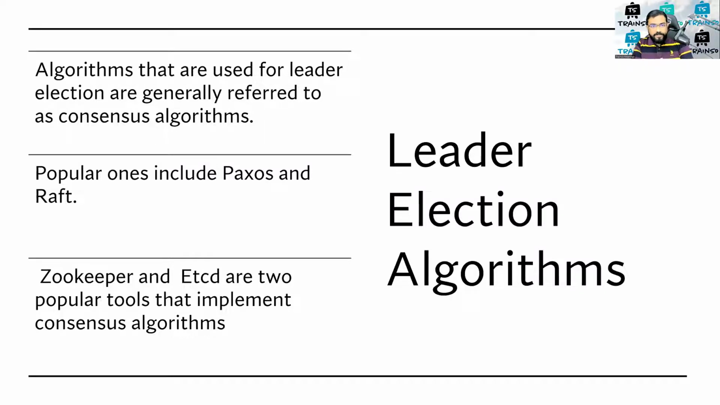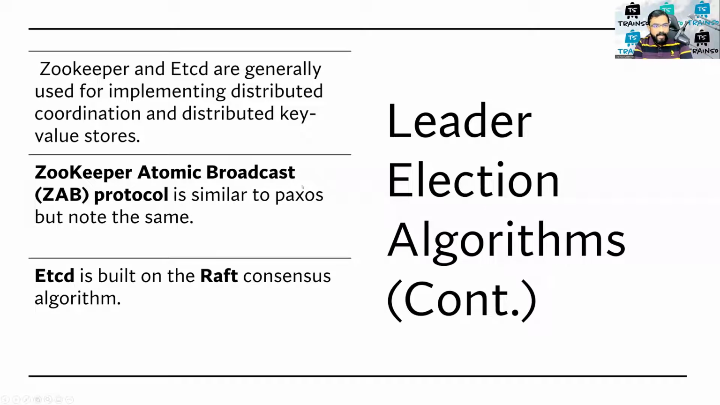Okay, algorithms that are used for leader election are generally referred to as consensus algorithms. And popular ones include Paxos and Raft. Zookeeper and etcd are 2 popular tools that implement consensus algorithms. And Zookeeper and etcd are generally used for implementing distributed coordination and distributed key value stores. Zookeeper Atomic Broadcast or the ZAB protocol is similar to Paxos, but they are not the same. And etcd is built on the Raft consensus algorithm.